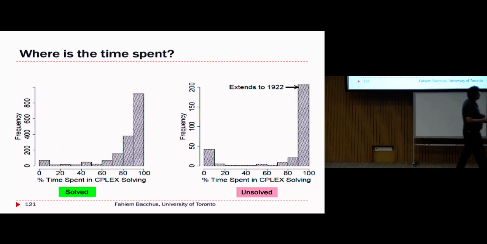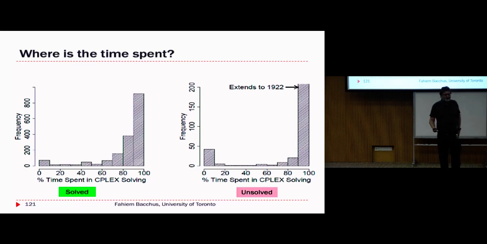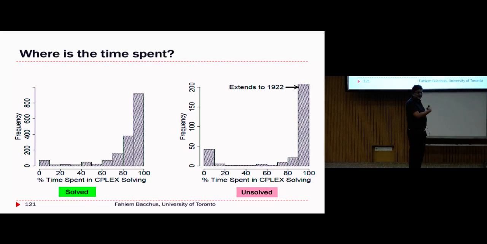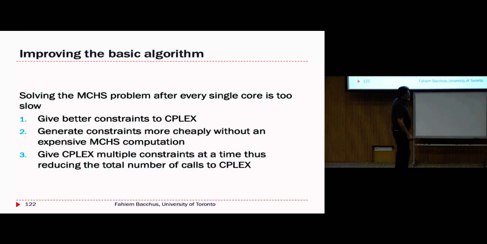So this basic algorithm, if you run it, what happens is that you find out that almost all of the time, Cplex is timing out. So then the problems that can't be solved, Cplex is the culprit. It's doing too much work. So every time you find a core, you solve this minimum cost hidden set, and the amount of time it ends up taking just blows up, right? Dominates.